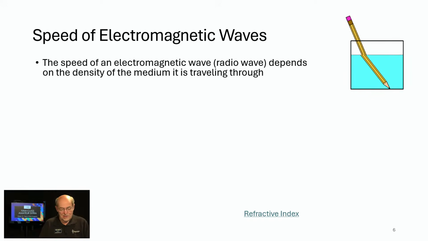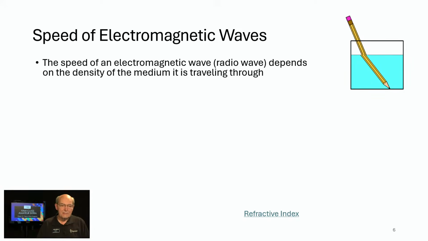You've all seen a pencil in a glass of water. The pencil appears to bend. The reason that happens is because there's a density difference between the water and the air, and we're going to see that this directly applies to much of what we're going to be talking about in this section. Here's light and a pencil. With electromagnetic waves, radio waves, the speed depends upon the density of the medium it is traveling through.